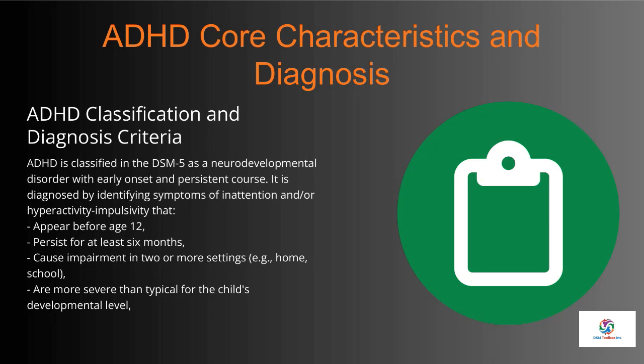ADHD is recognized as a neurodevelopmental disorder in the DSM-5, which means it begins early in life and tends to be long-lasting. To diagnose ADHD, clinicians look for symptoms related to inattention, hyperactivity, and impulsivity. These symptoms must have appeared before the age of 12 and need to have been present for at least 6 months. Additionally, it's important that these behaviors cause significant difficulties in at least 2 different environments, such as at home and at school. Finally, the symptoms have to be more intense or frequent than what we would expect for a child's developmental stage. This combination of factors helps ensure an accurate diagnosis.